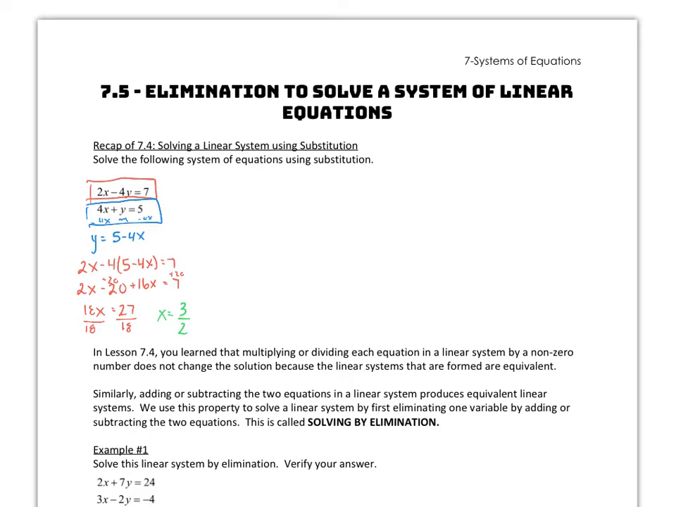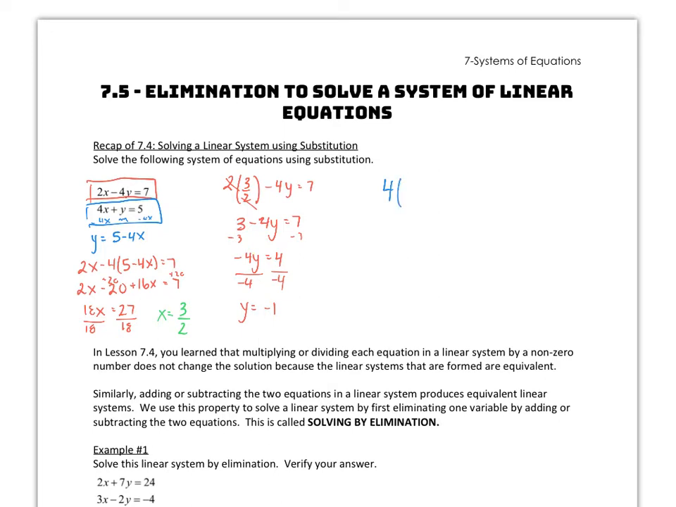All right, now that we've solved for x, let's sub into our first equation to solve for y. So 2 times x, which is 3 over 2, minus 4y equals 7. I get 3 minus 4y equals 7. And I'm going to subtract 3 from both sides. I get that negative 4y equals 4. Divide both sides by negative 4. Y equals negative 1.